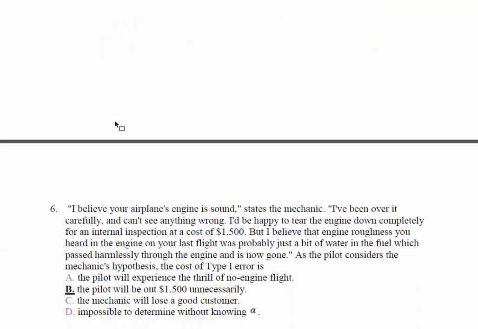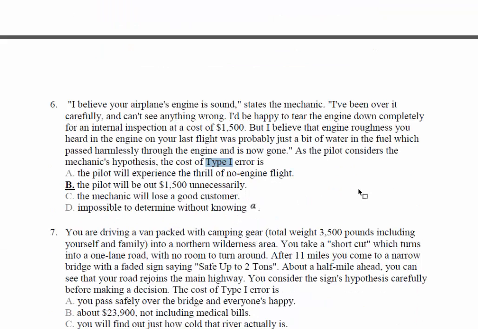And let me see, we go back down here. Okay, now let's look at question number 6. I believe your airplane's engine is sound, states the mechanic. I've been over it carefully and can't see anything wrong. I would be happy to tear the engine down completely for an internal inspection at a cost of $1,500. But I believe that the engine roughness you heard on your last flight was probably just a bit of water in the fuel, which passed harmlessly through the engine and is now gone. As the pilot considers the mechanic's hypothesis, the cause of type 1 error is what?